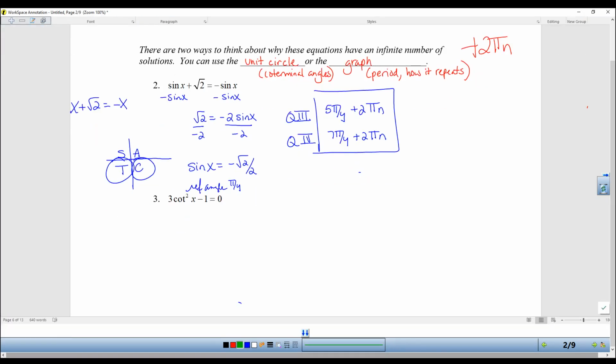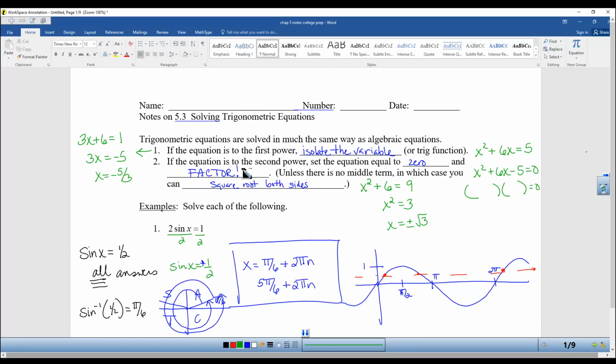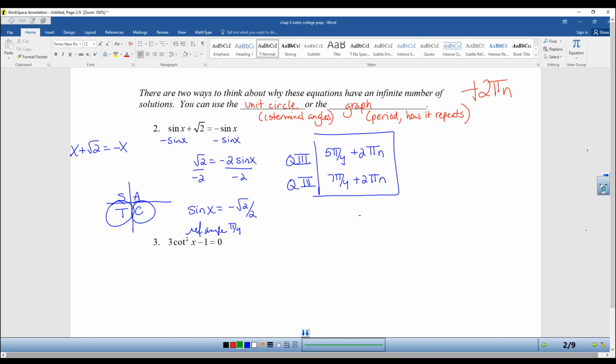Number 3. 3 cotangent squared x minus 1 is equal to 0. So I see a square. I think I said in the beginning that if you see a square, a second power, you should set the equation equal to 0 and factor, unless there's no middle term. So this one doesn't have just a cotangent. It just has the square, which means you can actually go ahead and just solve. Cotangent squared of x is equal to 1/3. And then cotangent of x is equal to plus or minus, don't forget your plus or minus, the square root of 1/3.